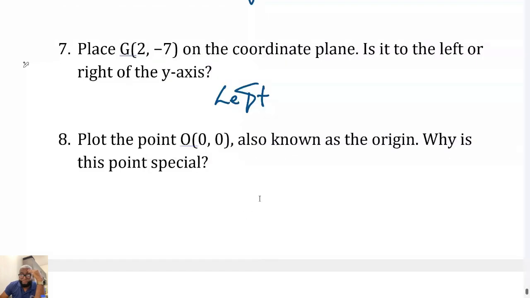The point 0, 0, also known as the origin. Why is this point special? This point is special simply because it's in the center. It's where the two axes intersect. Right? I think I gave you all a note on that.